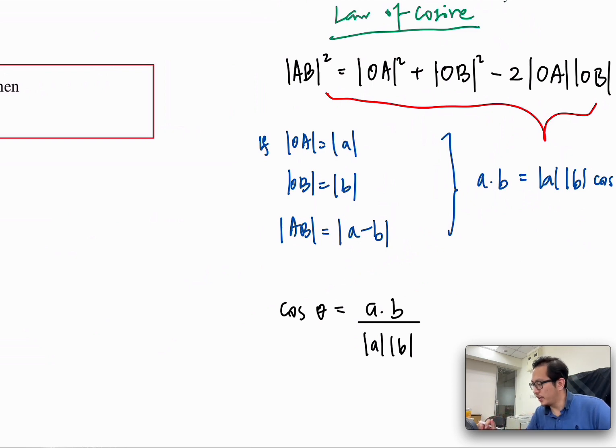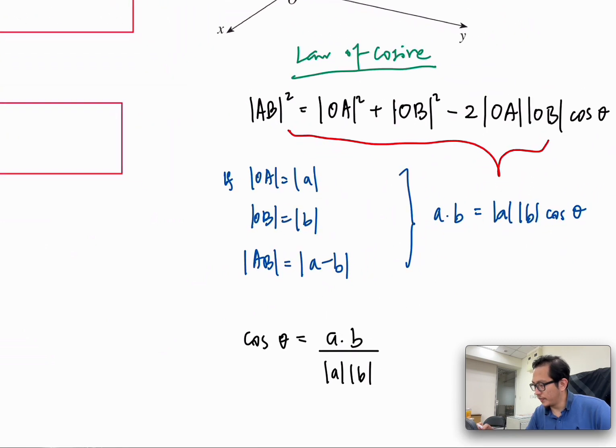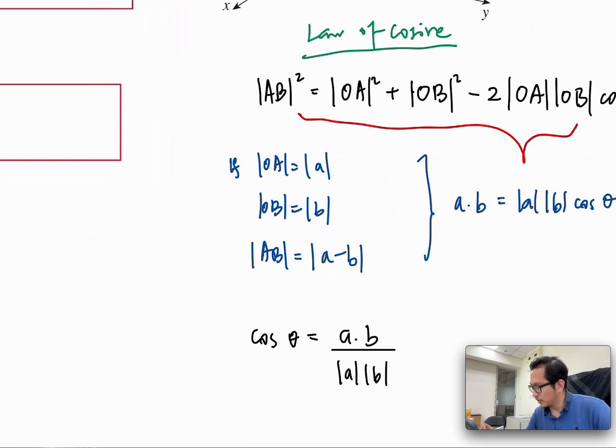And of course, if the angle is zero, or if the cosine is zero, which means the angle should be pi over 2, which means the vectors should be orthogonal, or perpendicular.